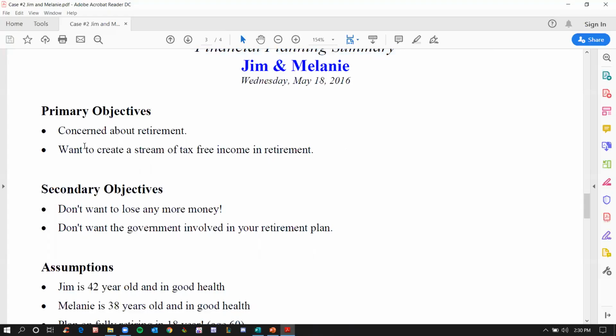So when I do these plans, if they tell me, I don't want to pay some extra tax dollars, that goes in the plan. I want to use their words as often as possible. I don't want to write paragraphs of what I think they want to do. I want to have direct quotes of things they said in their words, because then they reassociate with it much easier: oh yeah, I did say that.